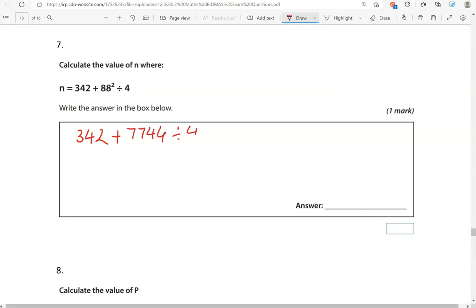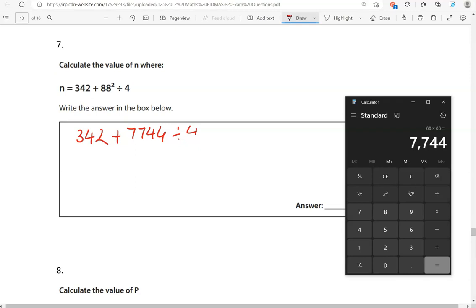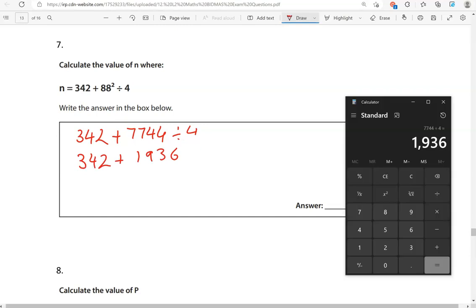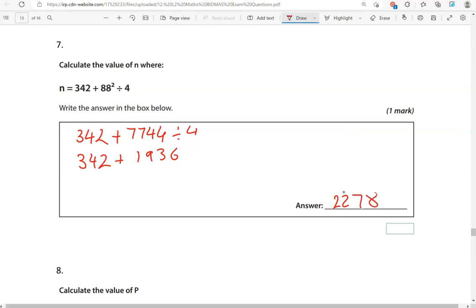divided by 4. So now we only have addition and division. We'll do division first. So 7,744 divided by 4, which gives us 1,936. And we've got 342 to be added to that. So 1,936 add 342 gives us 2,278.